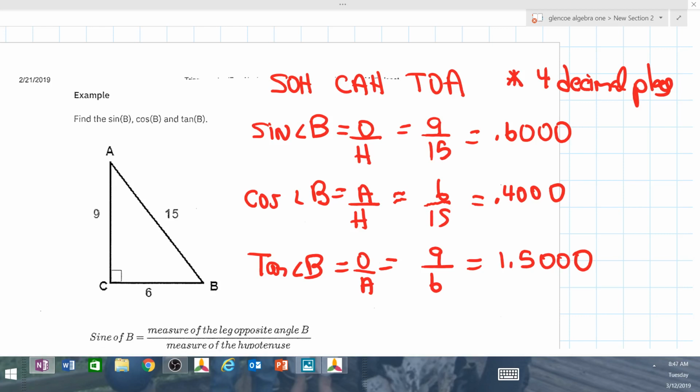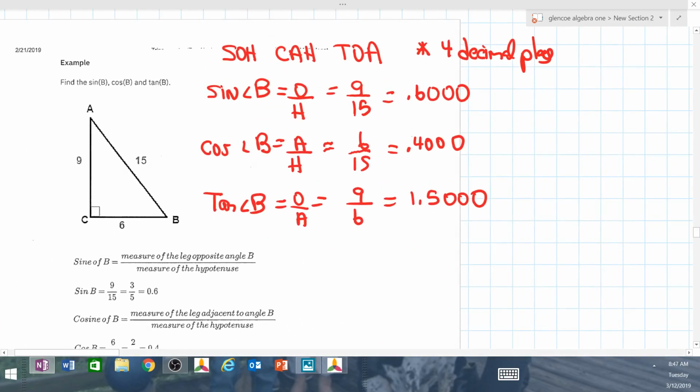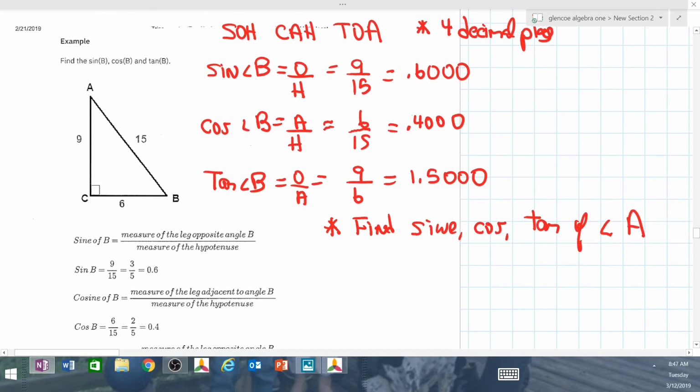How about if you guys find the sine, cosine, and tangent of angle A? Everybody, find sine, cosine, tangent of angle A. You're supposed to put 4 decimal places. It's important. Okay?